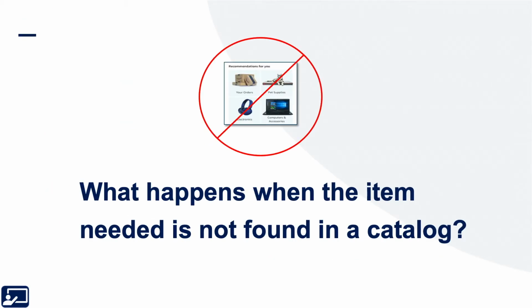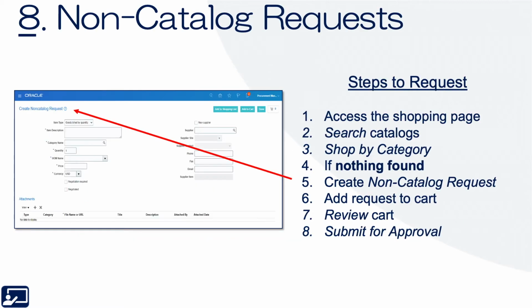So, what happens when the item needed is not found in a catalog, like a service, or something that's new, or something that we have to be made to order, or something we have to have proposed to us? Well, then we use a non-catalog request. The steps to do this request, though, are very similar. Access a shopping page, search the catalog, shop by catalogs. If nothing's found, then instead of adding it to my cart, I go to my non-catalog request and I type in what I want and I add that to my cart, review my cart, and submit for approval.